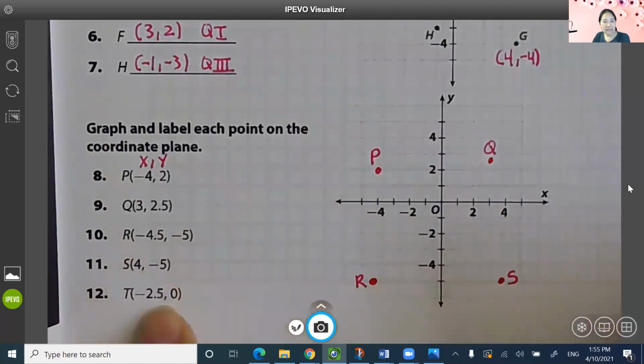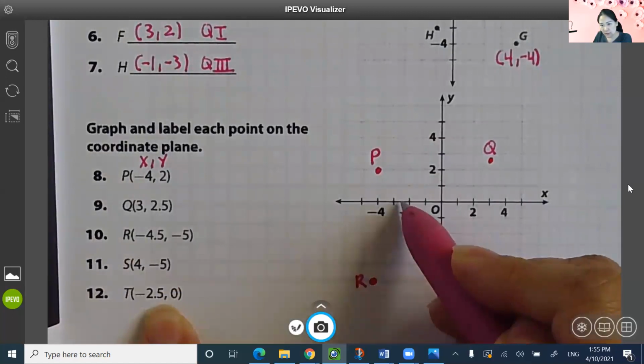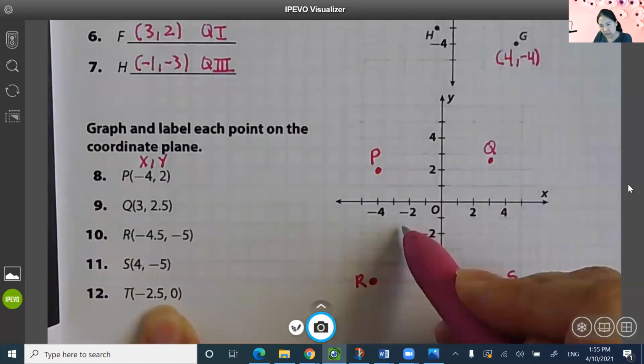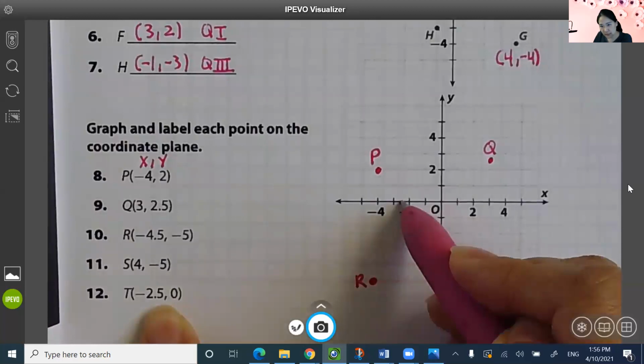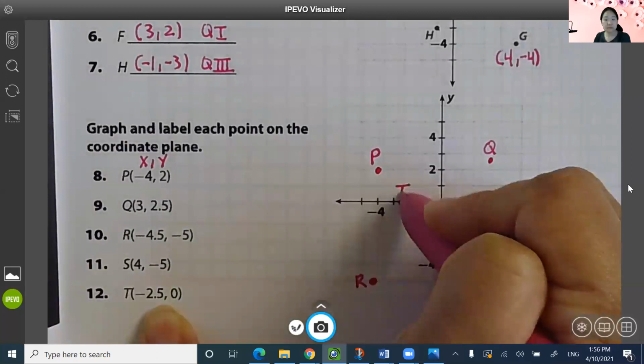And finally, -2.5, 0. So first you're going to go to the left, -2.5, but the second number is 0. That means you don't go up or down, you actually stay right here. And that is point T.